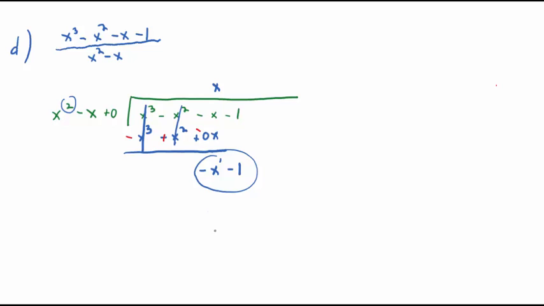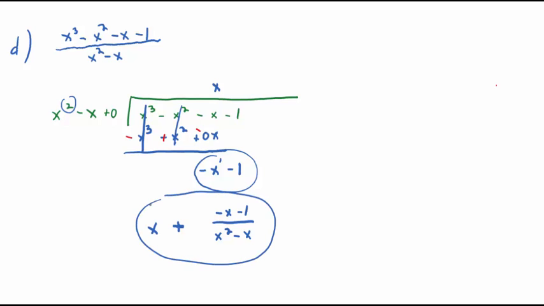So you get x squared, so you get x minus what? Well, I'll make it easy. I'll make it plus x plus negative x minus 1 over x squared minus x. In other words, this given fraction is equal to this. Would you buy that?